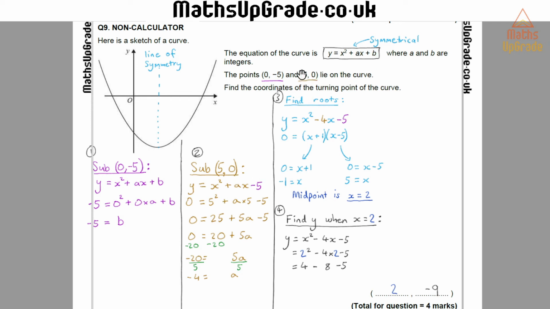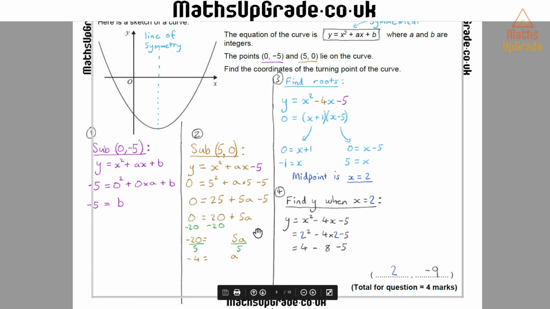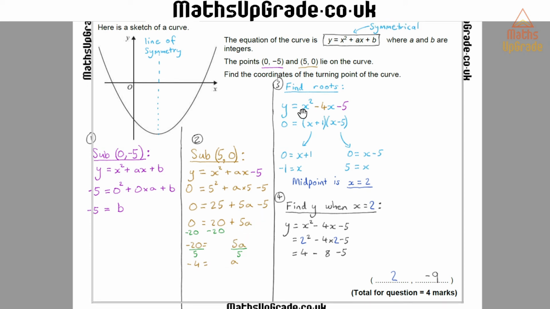Now I'm going to substitute these coordinates into the equation. x equals 5, y equals 0. If I substitute those in, and I already know that b is -5, I get 0 equals 20 plus 5a. Subtracting 20 from both sides, and then dividing by 5, I get the fact that a equals -4. So now I've got the full equation. I know that y equals x squared, a is -4, so -4x, and b is -5. I need to find the roots of this curve. The roots are where it cuts the x-axis.